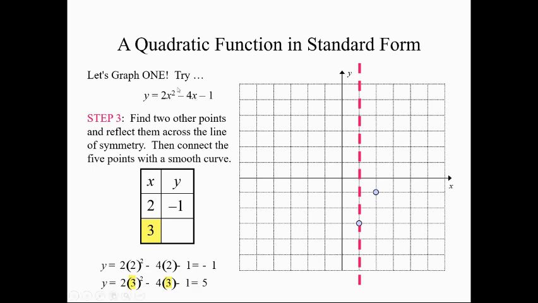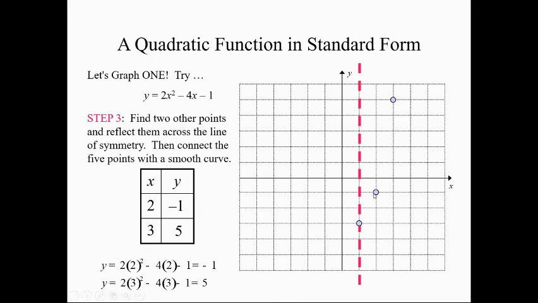Oh, excuse me. Not 4 times 9, 4 times 3. We're plugging in 3 for x. So let me go through that one again. X squared is 3 squared is 9, times 2 is 18, minus 4 times 3. Well, 4 times 3 is 12. 18 minus 12 is 6, minus 1 more is 5. So we have 3, 5.